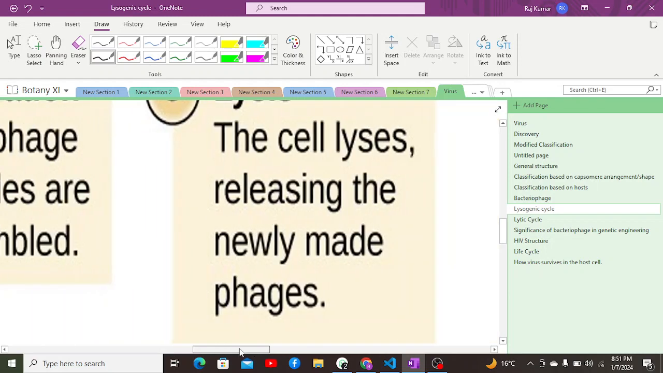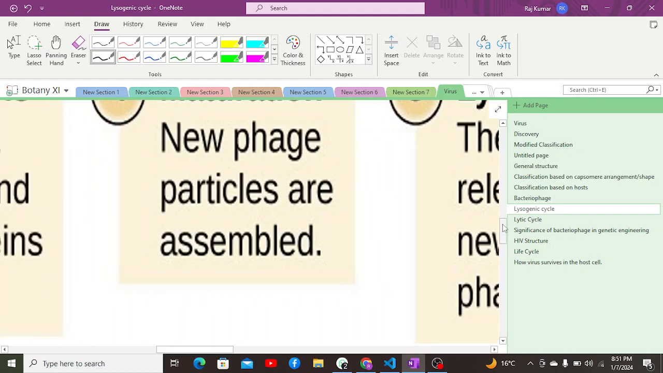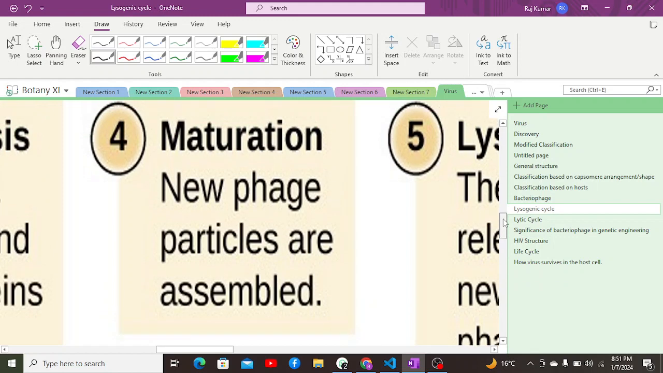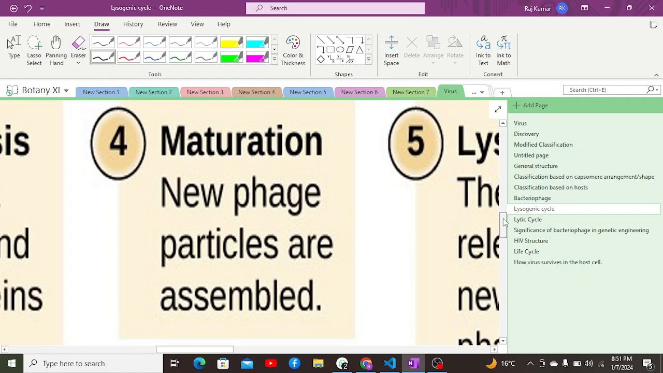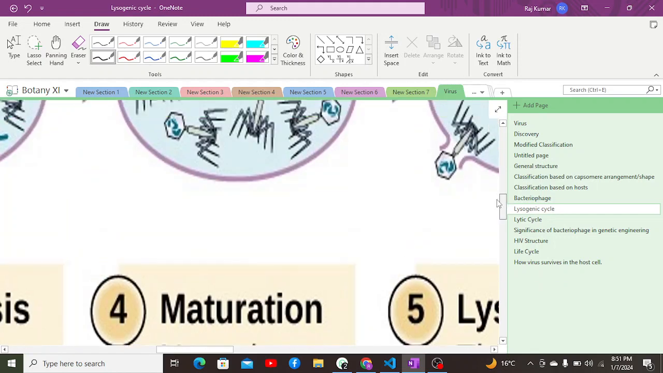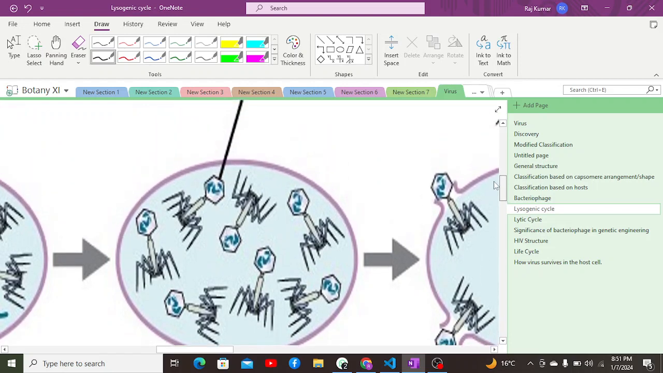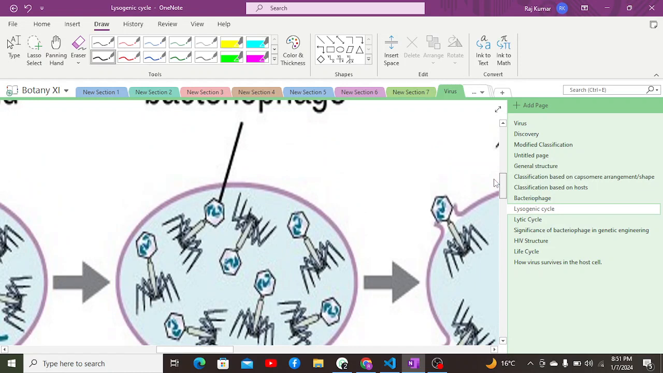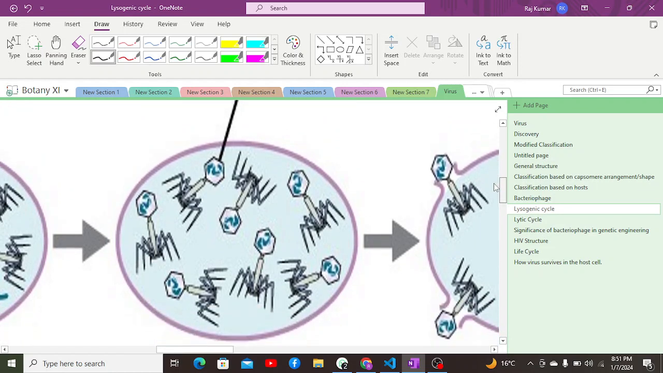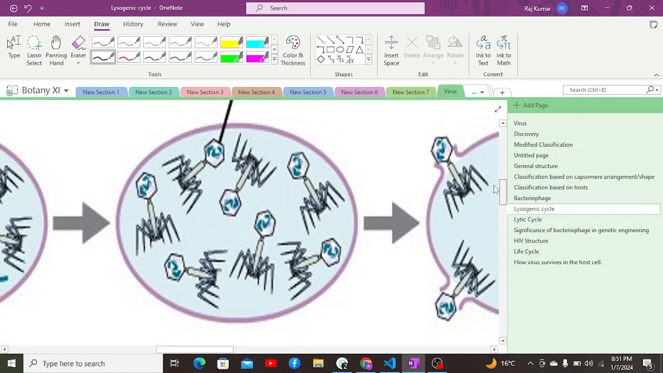It then moves on to the next step, which includes the assembly, or we can also call it maturation. In this process, the structural proteins as well as the viral genome are assembled together according to the genetic instructions contained within the bacteriophage.